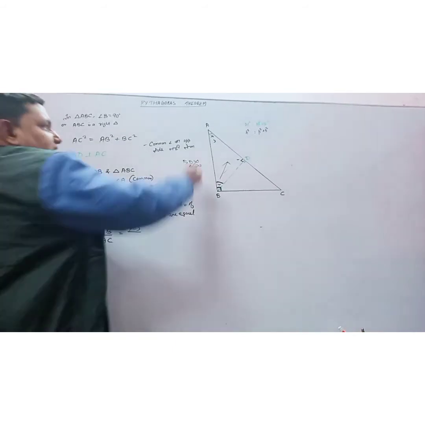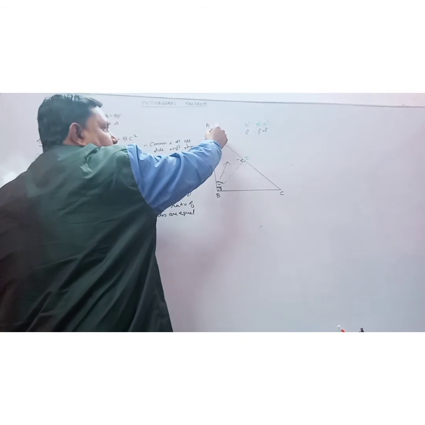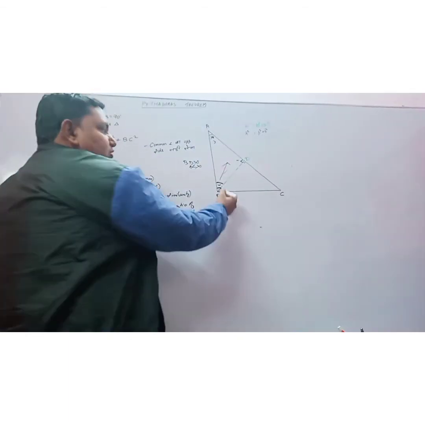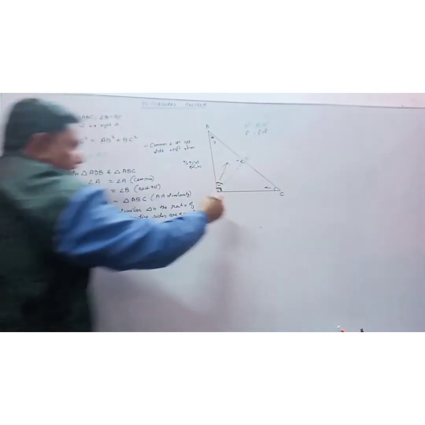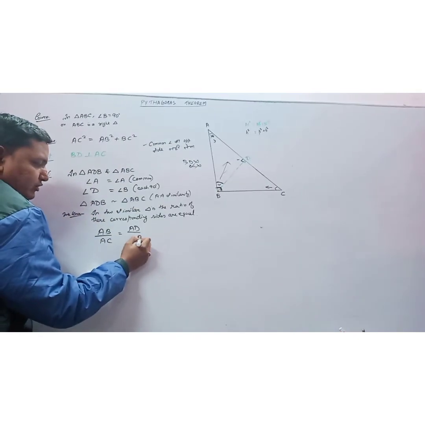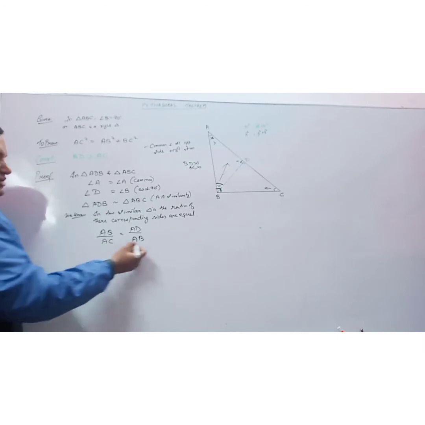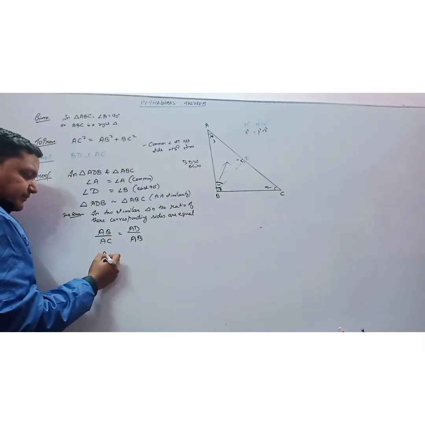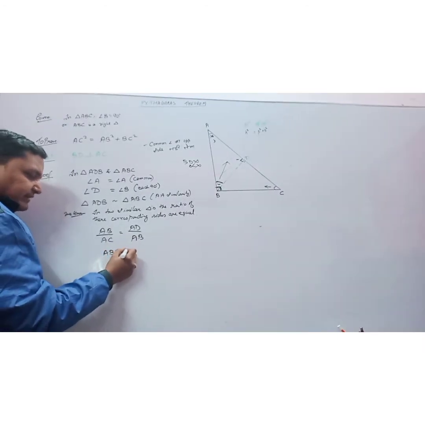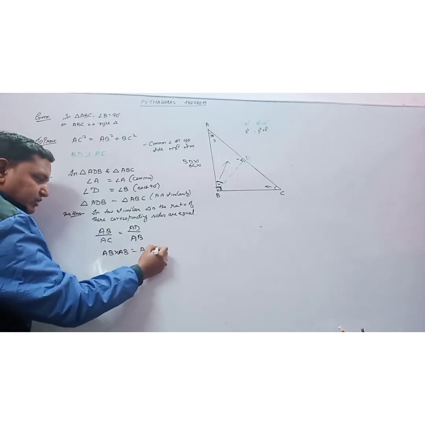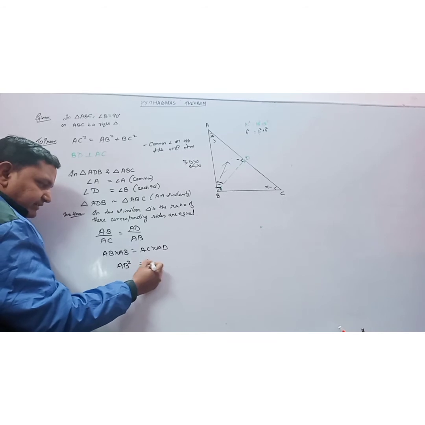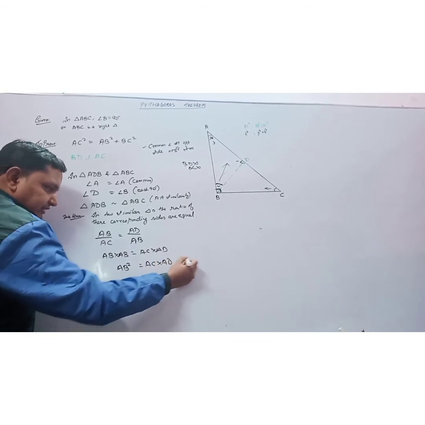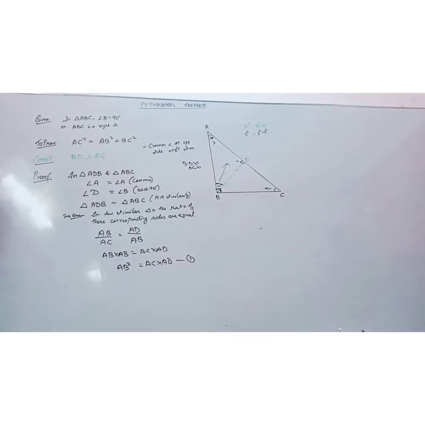Now in the big triangle, we are going to avoid this A. B already taken. Left is what? C. So the opposite side of C is what? AB. So AB. Okay. So now we are going to cross multiply. AB into AB is equal to AC into AD. Now AB into AB is AB square equal to AC into AD. This is equation 1. Okay, this is equation 1.